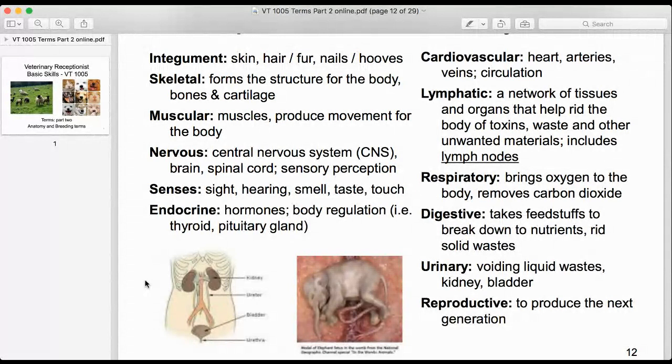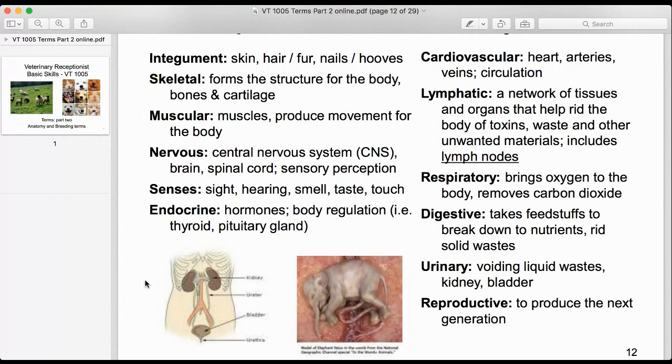On the right-hand side, we have cardiovascular, so that is the heart and the veins and the arteries to cause the circulation of the blood, which remember is a tissue. Lymphatic, which works quite closely with cardiovascular and other organs. It contains the lymph nodes and helps get rid of body toxins. Respiratory, which also works along with the cardiovascular system to bring oxygen into the body and also to remove our carbon dioxide as a waste product.